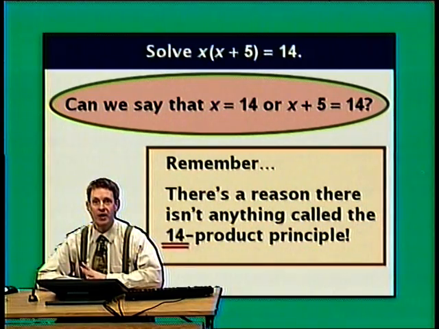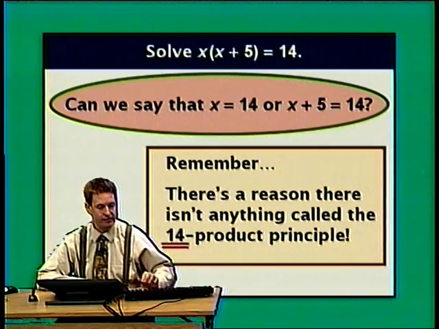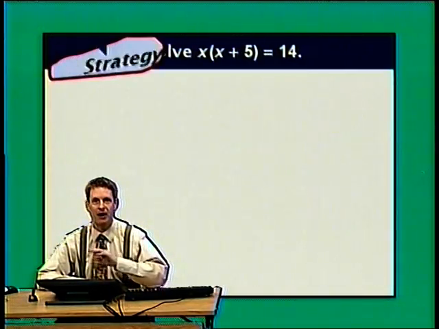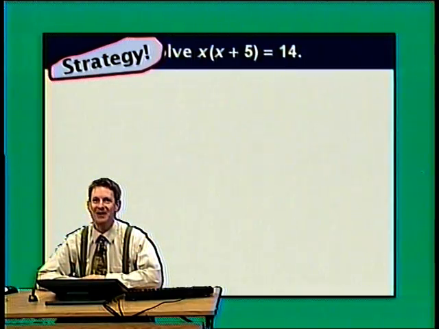Remember, there's a reason there isn't anything called the 14 product principle, and there's a reason there is something called the zero product principle. And that's that if you have the product of two numbers and the product is 0, you do know that one of the two numbers in the product has to be 0. So it seems to me that we need a product of 0. And in order for us to have a product of 0, I think we better come up with a strategy. So here's our strategy.